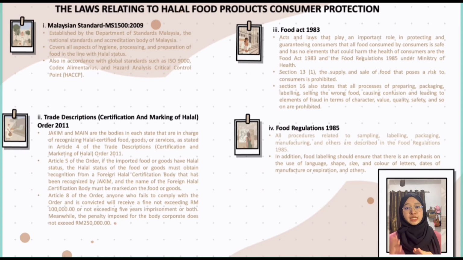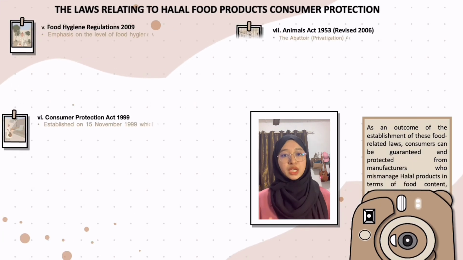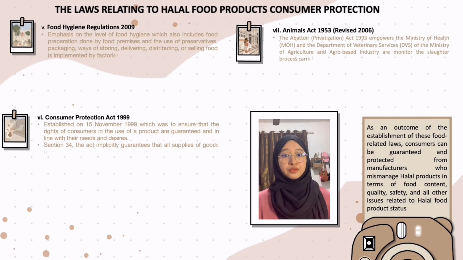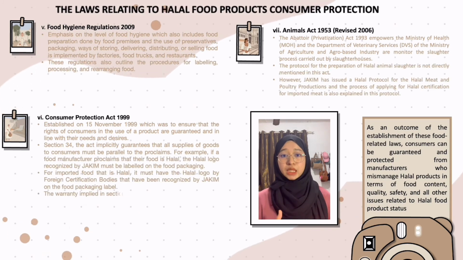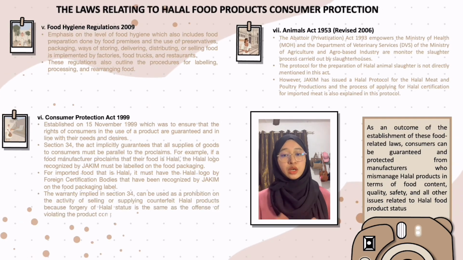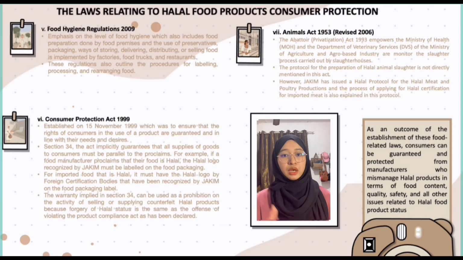All procedures related to sampling, labeling, packaging, manufacturing, and others are described in the Food Regulations 1985. In addition, food labeling should ensure that there is an emphasis on the use of language, shape, size, and color of letters, date of manufacture or expiration, and others. Number 5, Food Hygiene Regulations 2009 emphasize the level of food hygiene, which also includes food preparation done by food premises and the use of preservation, packaging, way of storing, delivering, distribution, or selling food implemented by factories, food trucks, and restaurants. The regulations also outline the procedure for labeling, processing, and rearranging food.